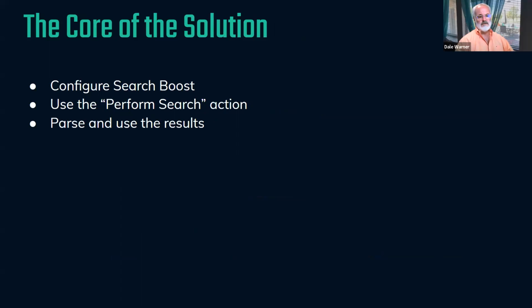So getting to the core of what we're going to do today, it's really working in three areas. We want to configure our search product, Search Boost, so that it knows about the data that we want to search. We have actions. The main one is perform search that will go look at the index that's created by Search Boost. And then finally, we're going to get results back from that action. We're going to do something with them, so we'll parse that and use it.